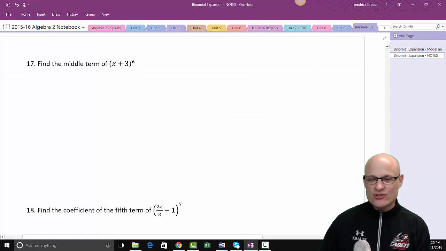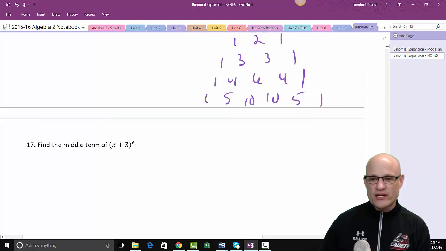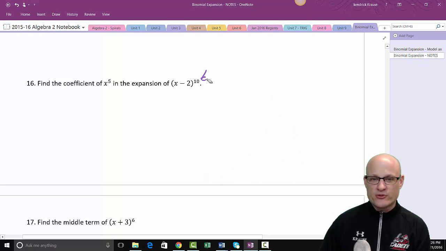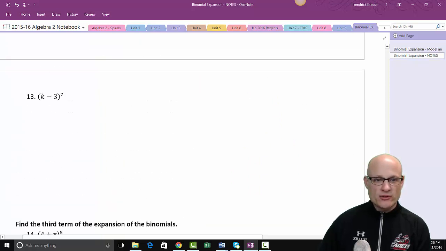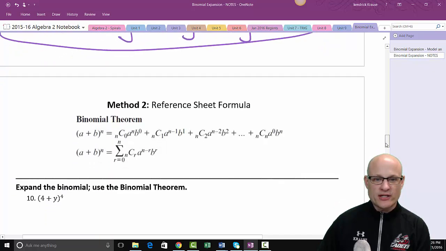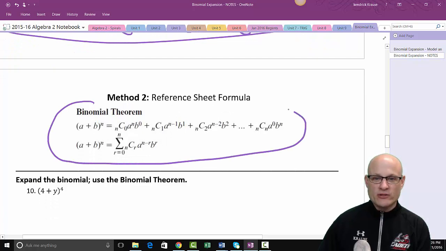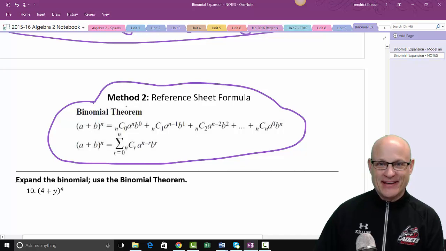It's just too much. It's just too crazy. So what I want you to see, and the way I prefer that you do these, is this. We're going to do it slightly different. We're going to use this thing called combinations. Now this is on your formula sheets, and when you look at it, you're like, what in the heck is that thing?